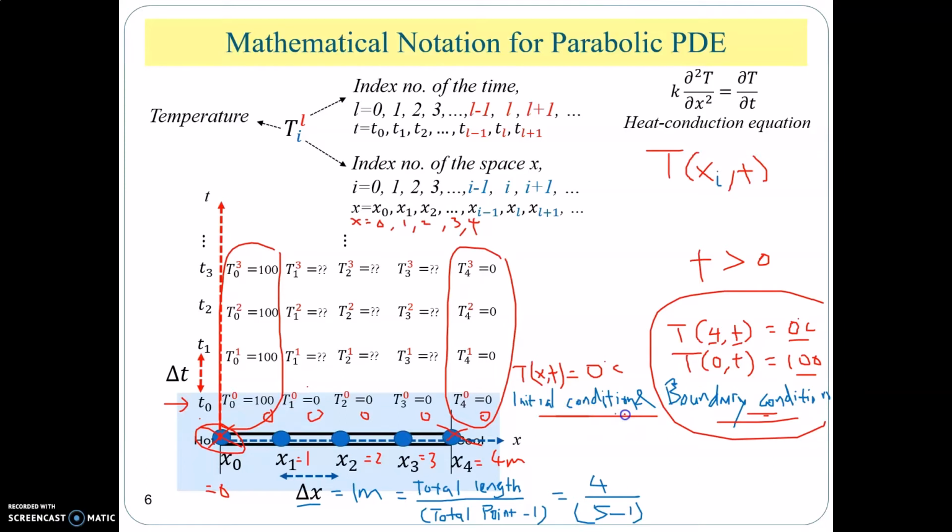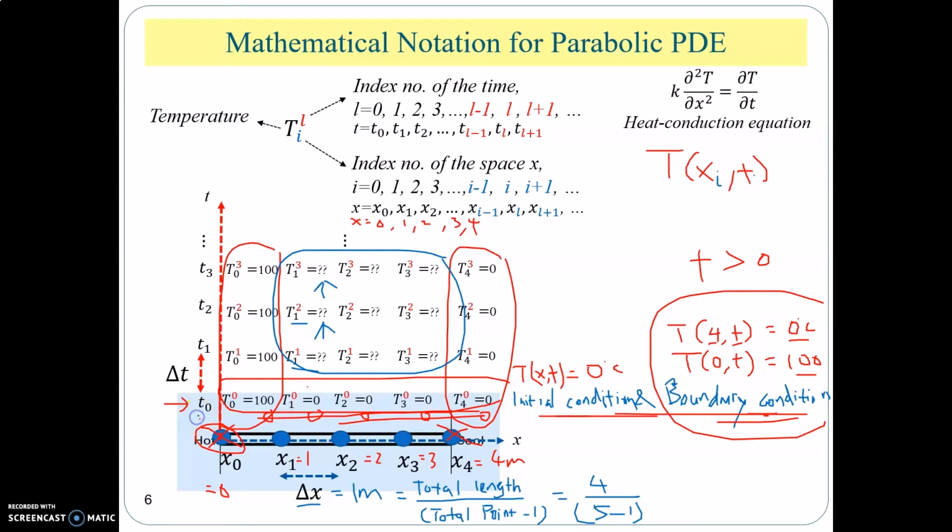Consider the initial condition and the boundary condition. You obtain this information. Your task is to find the temperature at this region, which is the temperature at points x1, x2, x3 at time t1. And as time passes, you are going to find the temperature at points x1, x2, x3 at time t2, and so on.